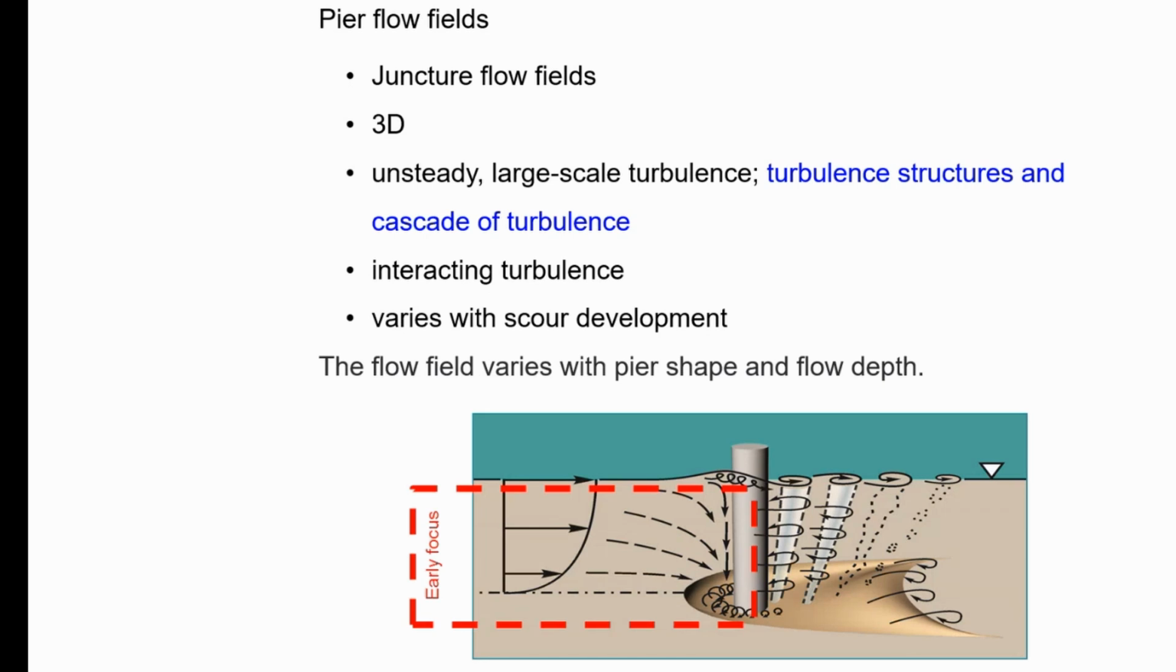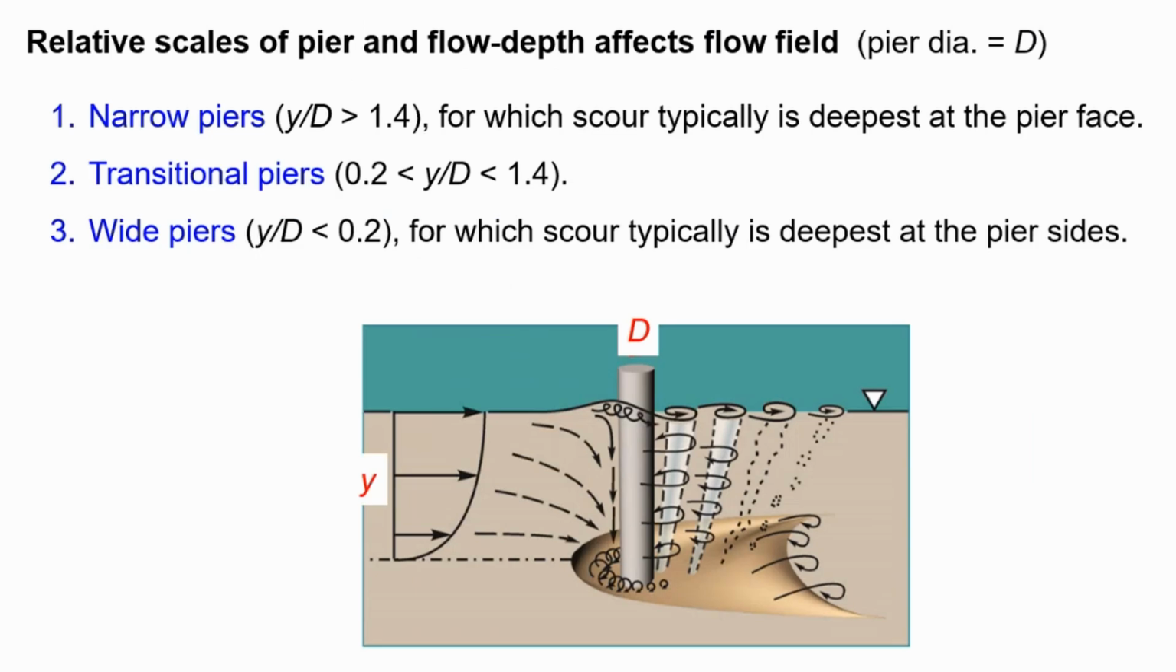And so we have a whole range of turbulent structures, interaction of the turbulent structures, and a very complicated flow field, which changes in accordance with the flow depth and the diameter or some characteristic of the structure. And so typically we tend to divide them up again, as we often do. Narrow piers, very slender piers, where the Y upon D is greater than about 1.4 is the figure we use. Transitional piers in that range that I've indicated in number 2, and wide piers. And I'll show how the flow field varies a bit.